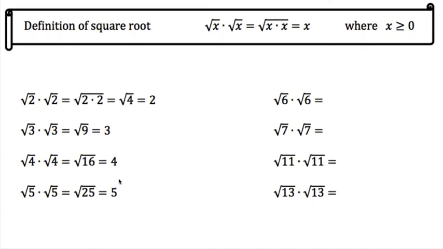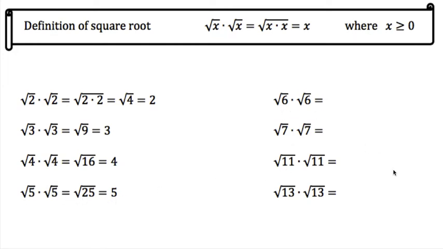So hopefully here you can see a pattern. Well, what happens when I multiply a square root by itself? I just end up with that number. Square root of 2 times square root of 2, all simplified gave me 2. Square root of 3 times square root of 3, all simplified gave me 3. Square root of 5 times square root of 5, completely simplified gave me 5.